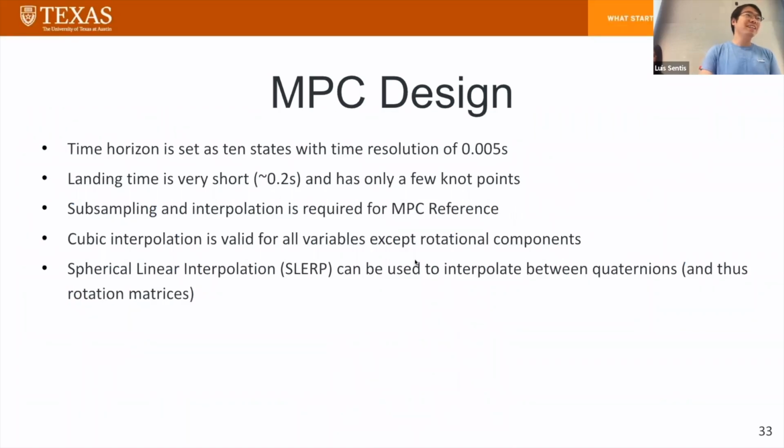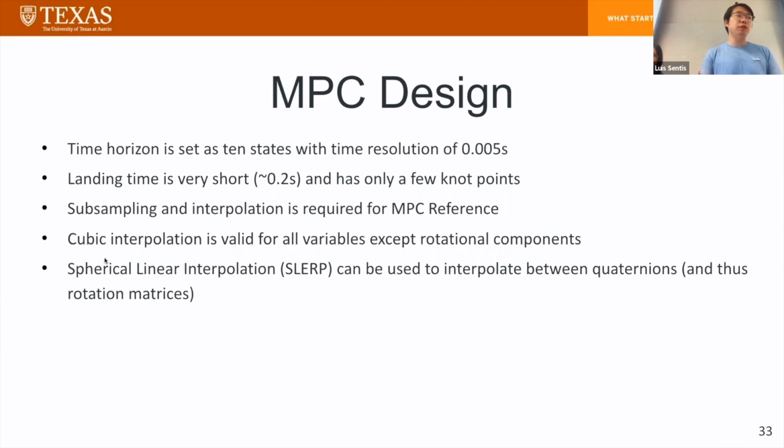There are several things worth mentioning. The first is the time horizon, which is set as 10 with a resolution of 0.005. The other thing is that because the landing time is very short, it only has very few knot points. We tried to do some further interpolation of this 0.2 seconds. Subsampling and interpolation is one thing we tried.